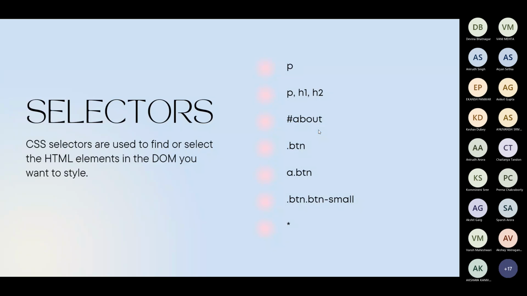So anything on the page that has an ID, you can select it using hashtag followed by the ID. For our about section, we had the ID about, and hence we use hashtag about. Okay, the next one is a class selector.